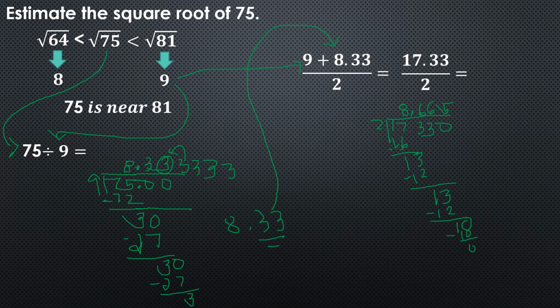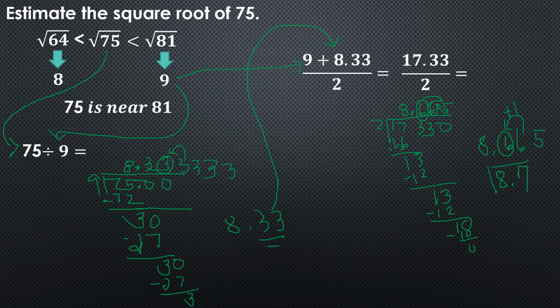Round off to the nearest tenths. So this is our tenths place. You have to look at the hundredths place. Wait, let us write that again. 8.665. Round off to the nearest tenths. So look at the hundredths. It is 6. If the hundredths place is 5 and above, you have to add 1. So we have to add 1. This will become 8.7.